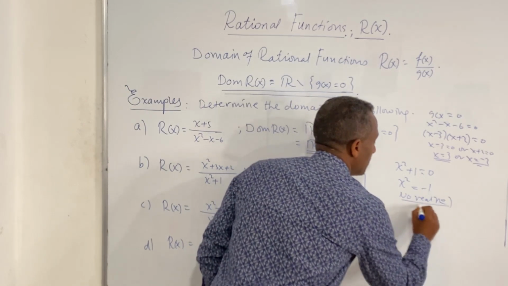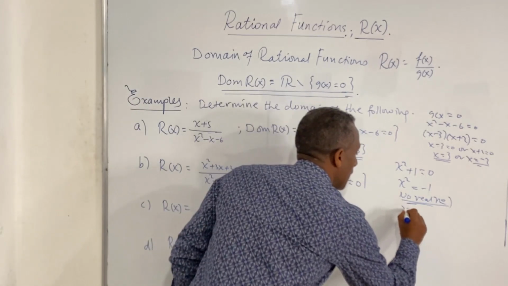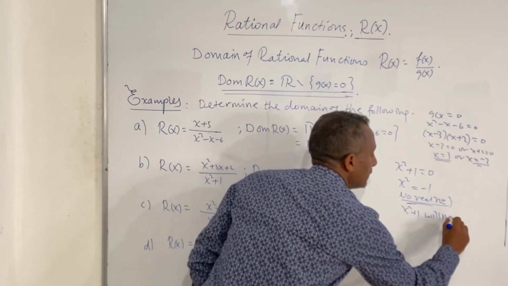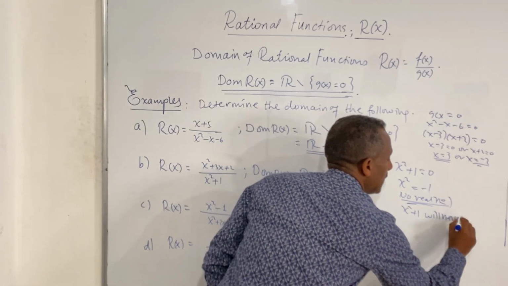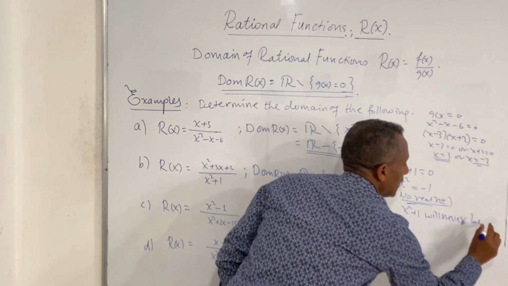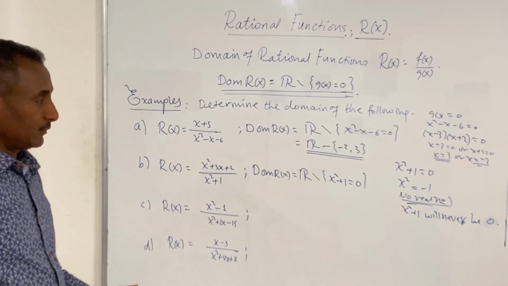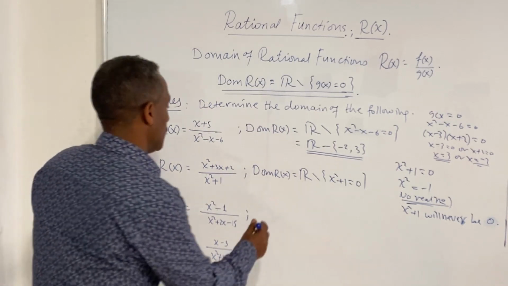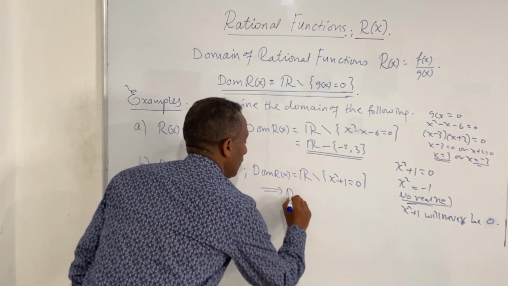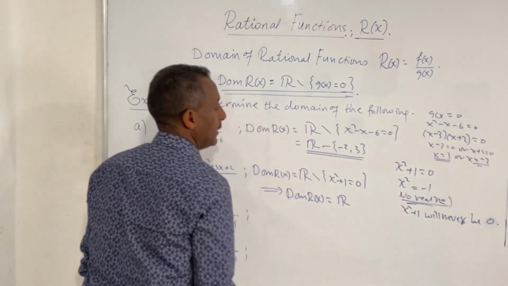ስለዚህ ምን ማለት ነው? x squared plus 1 will never be negative ማለት ነው. I mean will never be 0. So 0 ካልሆነ that's very good. So ዶሜናችን ማለት ነው. This means domain of R of x will be all real number minus what?